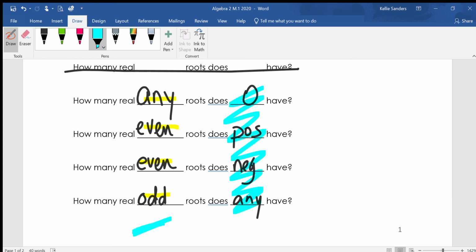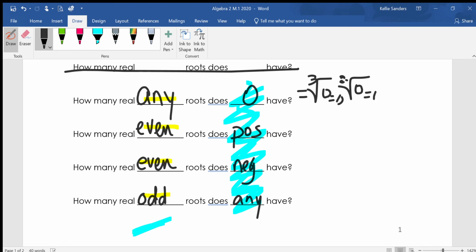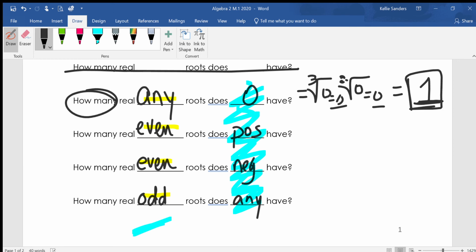But here we have three possibilities. We could either take the square root of 0, the cube root of 0, or any positive or any negative number. So what happens is, if you take the cube root of 0 or the square root of 0, your answer is still going to be 0. There's no other kind of answer that you can get. So you just have one real answer. The answer is 0, but that's not what it's asking for. It's asking how many. So we would get one answer.